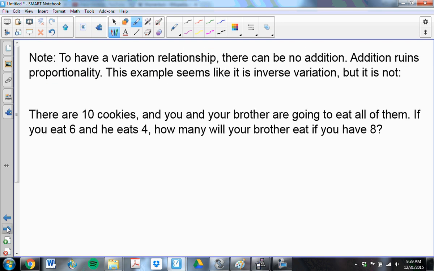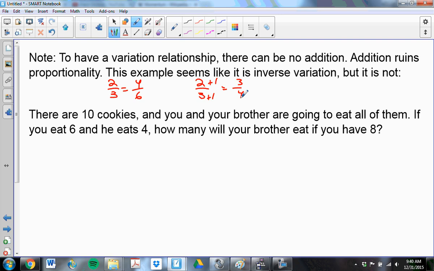Okay, one thing to make clear, in a variation relationship, there can't be any addition or subtraction. Addition or subtraction ruins proportionality. Here's what I mean by that. 2/3 and 4/6 are proportional because they reduce to the same thing. But if I took 2/3 and added 1 to the top and bottom, I get 3/4, and 3/4 is not the same as 2/3. So any addition or subtraction tends to kill proportionality.